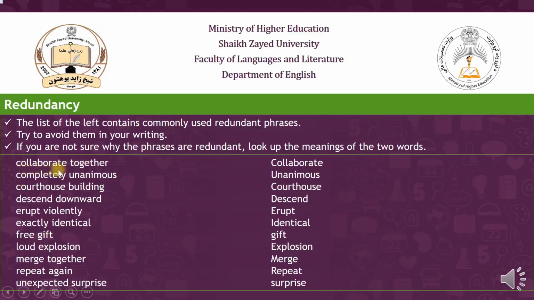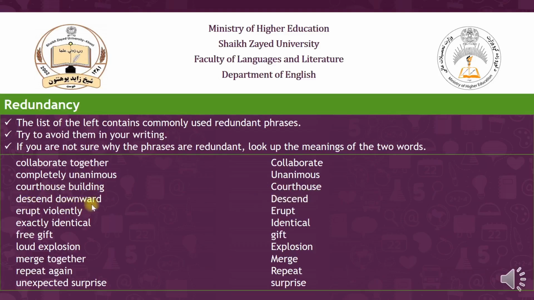Like you can see, collaborate together, it means collaborate. Completely unanimous, or we can only write here unanimous. So what is the meaning of unanimous? It means agreed, or we can say common, and also united. And the next one is courthouse building, we can only write courthouse here. It is wordiness.